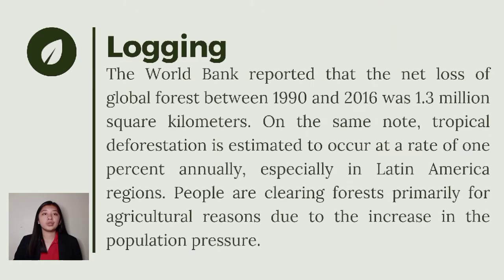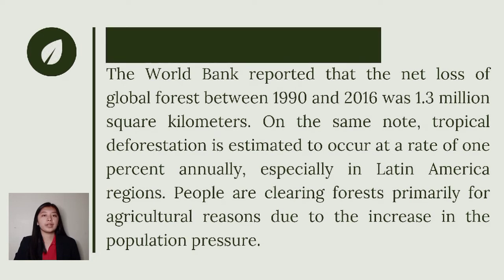Next is logging. Due to increased population pressure, people are clearing forests primarily for agricultural purposes. Humans are also cutting down trees to make room for residential complexes and multi-complexes. Because of the destruction of their natural habitats, the globe loses not just trees, but also thousands of animals, and a considerable deal of plant biodiversity as a result of deforestation. Increased logging activities can cause soil erosion, which causes native soil minerals to deteriorate.